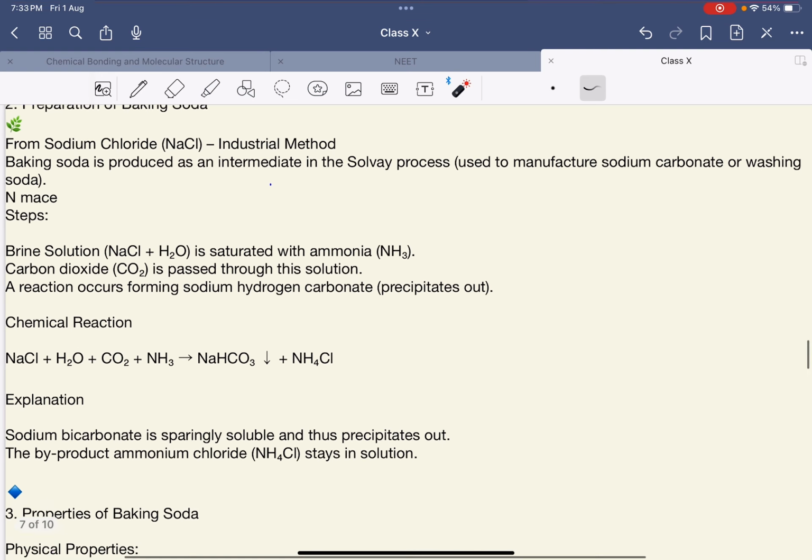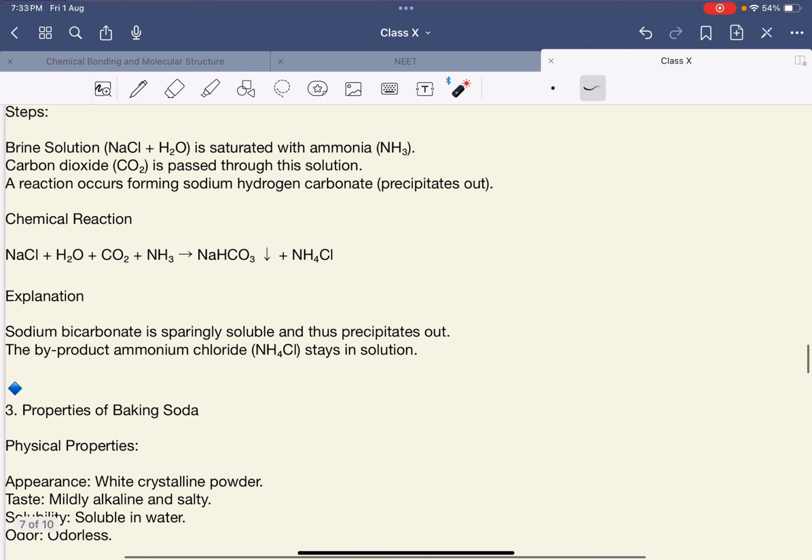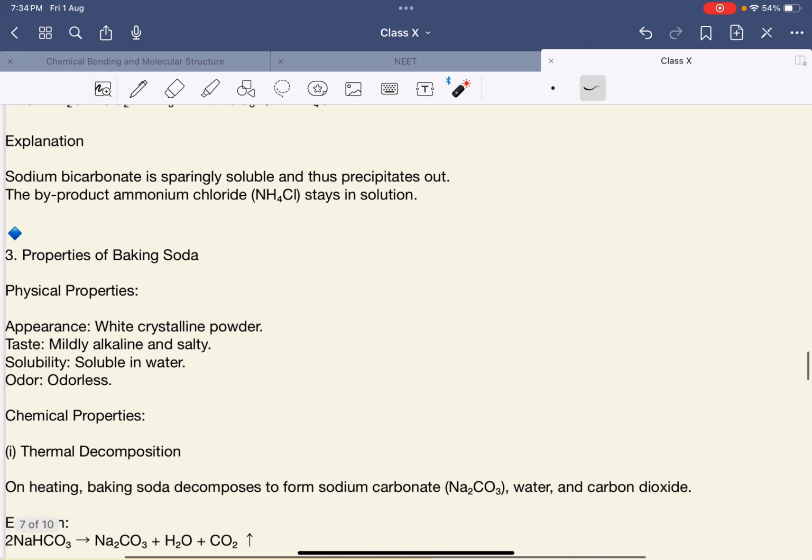So, sodium hydrogen carbonate is sparingly soluble and precipitates out. The byproduct ammonium chloride stays in solution. Then properties of baking soda.